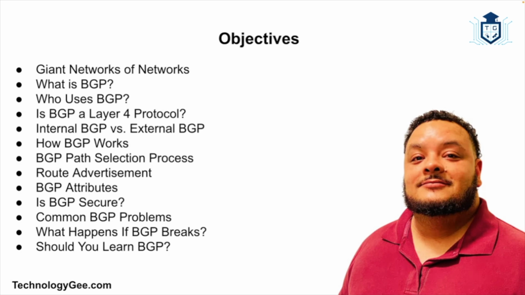Billions of devices across the world are trying to talk to each other, cross borders, and deliver packets from one part of the world to another. Now, how does all of this work without falling into utter chaos? Well, that's where BGP, or Border Gateway Protocol, comes in.